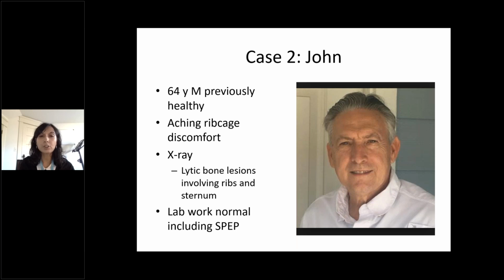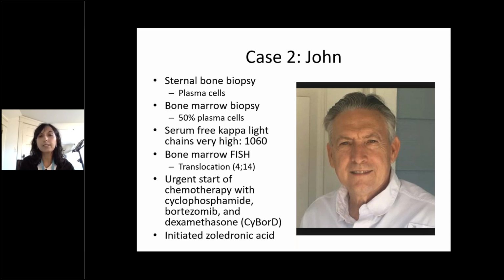So the second case is John, and he's a 64-year-old male who was previously healthy. He developed some aching discomfort in his rib cage, which led to an X-ray, and that showed these lesions that we describe as lytic in nature. So they're kind of destructive and wanting to chew up the bone, involving the ribs and sternum. His blood work actually was all normal, including his protein test.